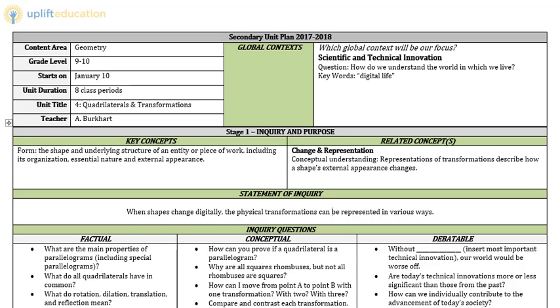We have a project exploring how we can manipulate shapes digitally to create specifically an animation. Key concept would be form, because we are looking at shapes and what they're doing in the coordinate plane. And then change and representation are the related concepts. All of that leads us to the statement of inquiry. When shapes change digitally, the physical transformations can be represented in various ways.